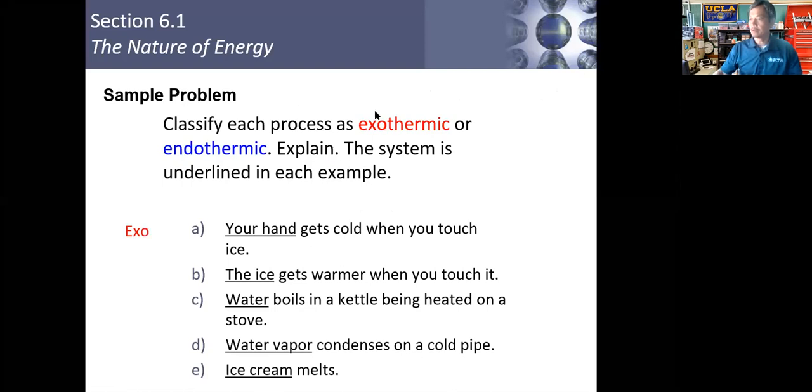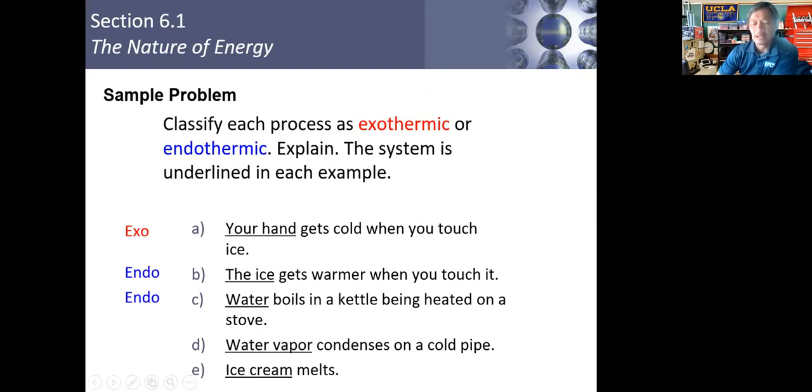That's going to be an exothermic process. Ice getting warm, we said that's going to be an endothermic process. Water boiling in a kettle. Now, just think about this. In order to get water to boil, what do you have to do? You have to add heat into the liquid water. And so if you're adding heat into it, it has to be an endothermic process as well.